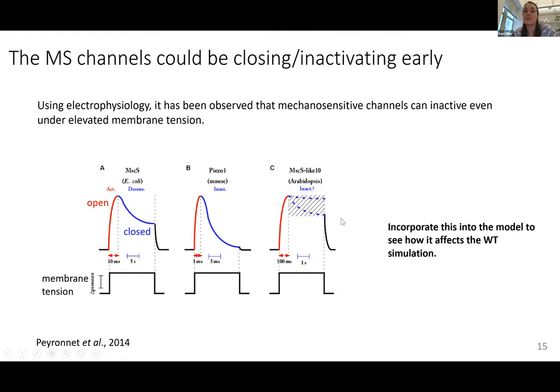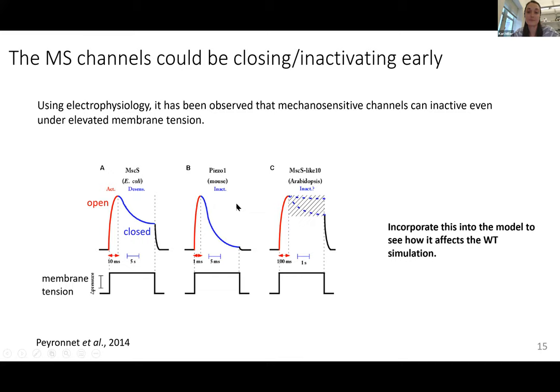So there's differences in desensitization and inactivation. But what's really important for our model is that there's no osmolyte conducting when they desensitize or when they inactivate. And so we wanted to incorporate this idea that the osmoregulation goes away, possibly after either a period of time or when the membrane tension starts to just decrease.